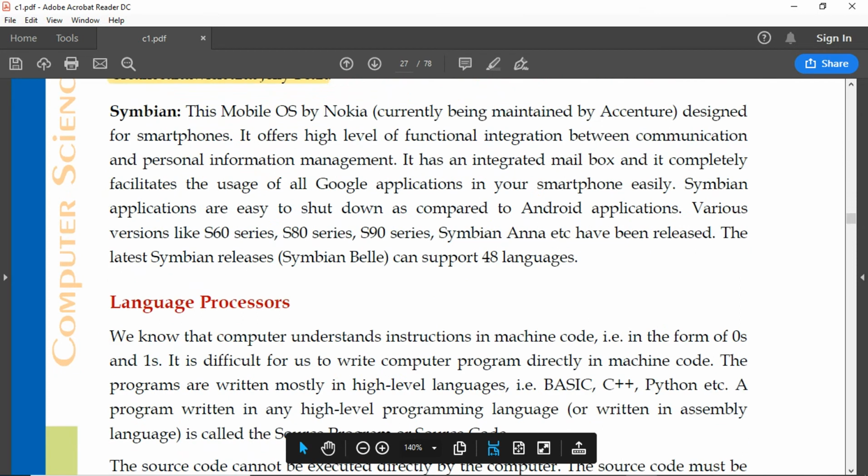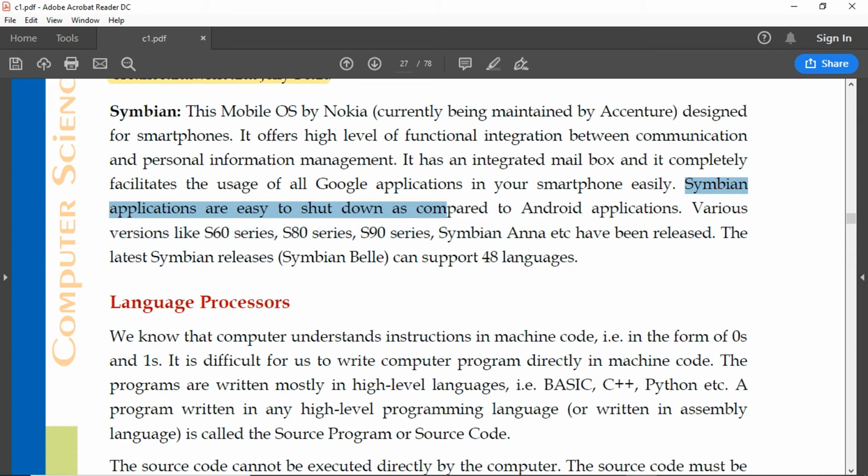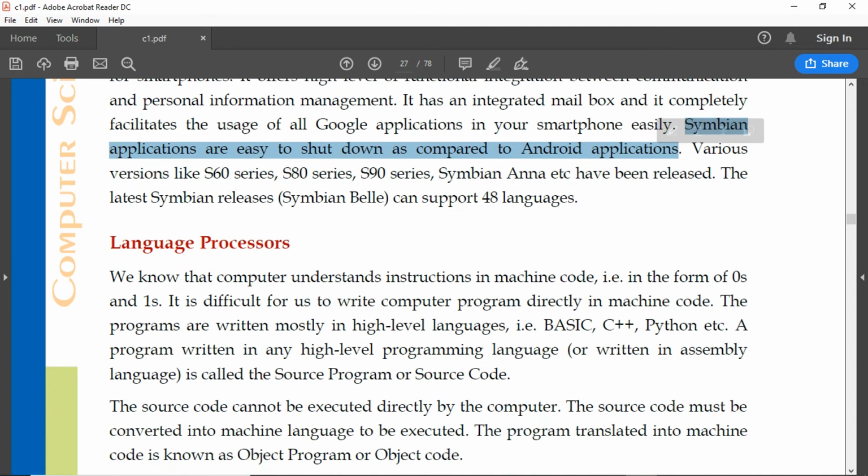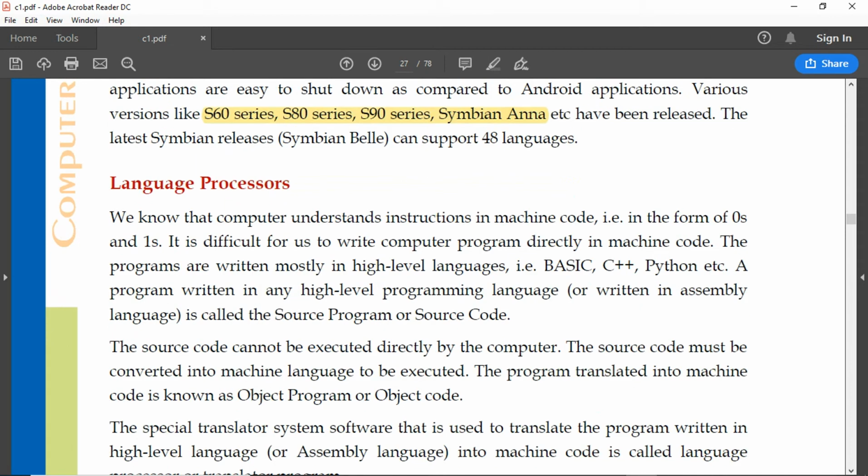Symbian. This mobile OS by Nokia, currently being maintained by Accenture, is designed for smartphones. It offers a high level of functional integration between communication and personal information management. It has an integrated mailbox and it facilitates the usage of all Google applications in your smartphone easily. Symbian applications are easy to shut down as compared to Android applications. Various versions like S60 series, S80 series, S90 series, Symbian Anna etc. have been released. The latest Symbian release, Symbian Belle, can support 48 languages.